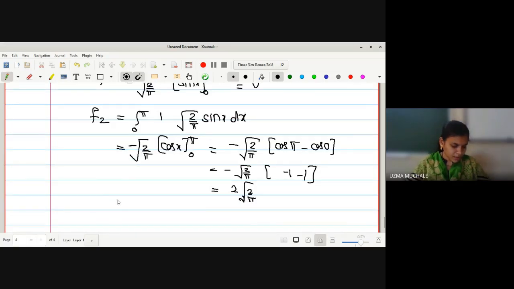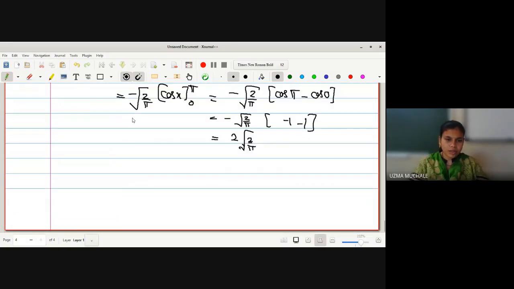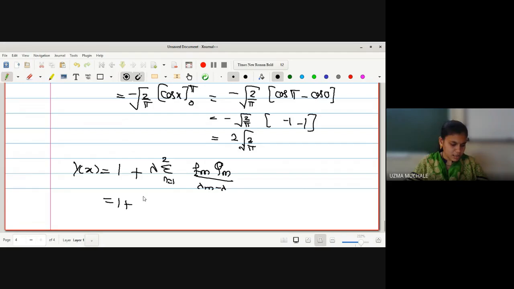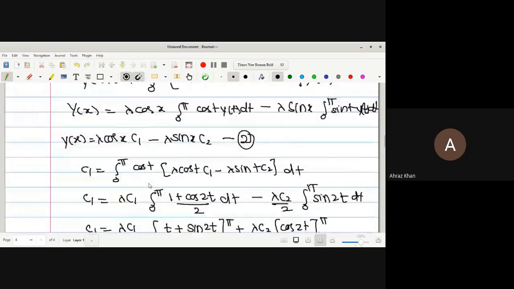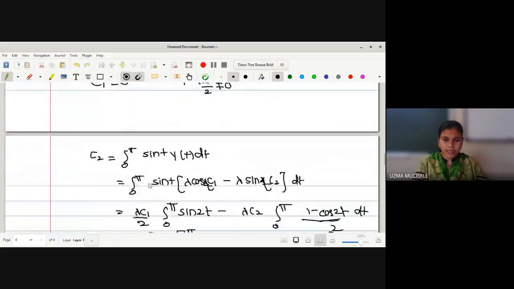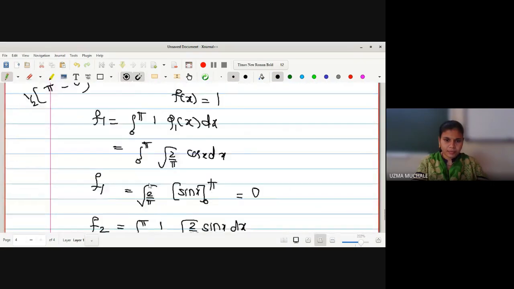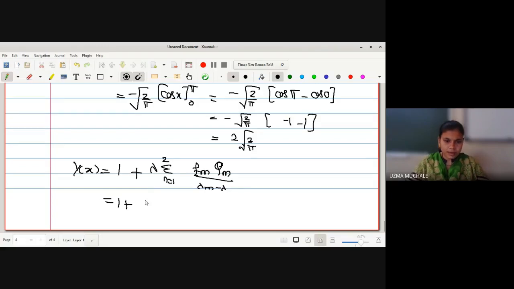And hence we get the value of f2. Now we can write the final solution. That is, y of x is equal to f of x, which is 1, plus summation over n from 1 to 2, because we get only 2 eigenvalues, f m into phi m divided by lambda m minus lambda, which is equal to 1 plus... Is the value of lambda given in the equation? No, ma'am. Simply it is lambda, so we have to keep it as it is. Let us keep lambda as it is.